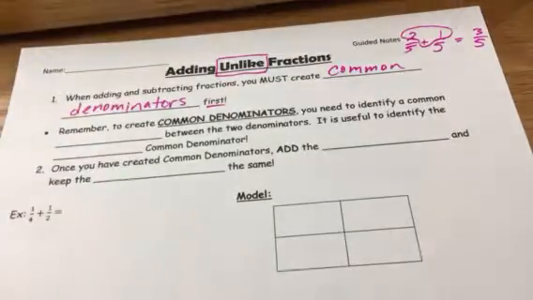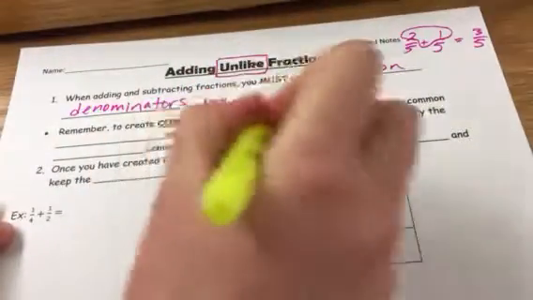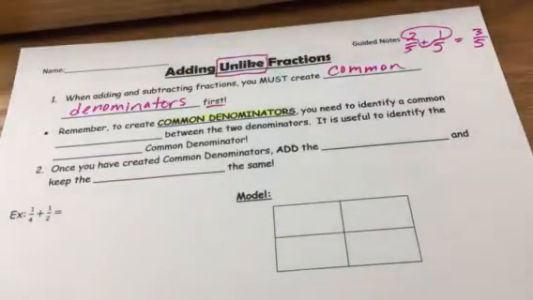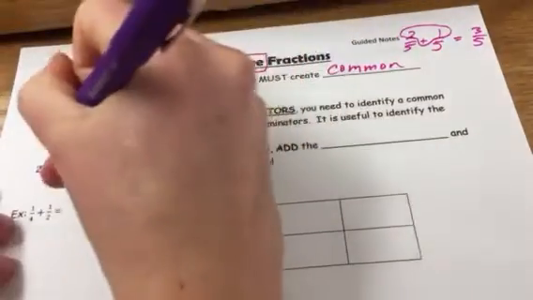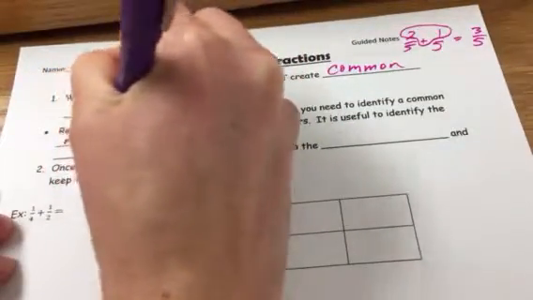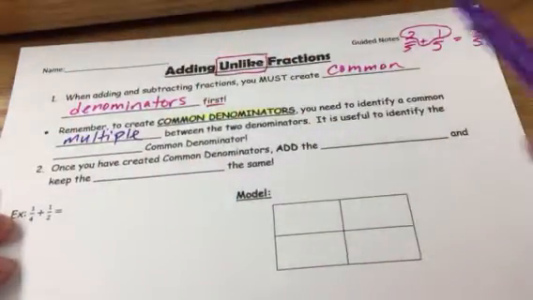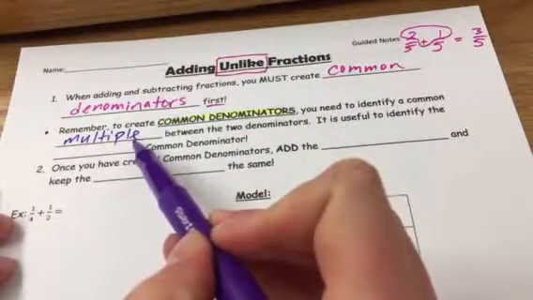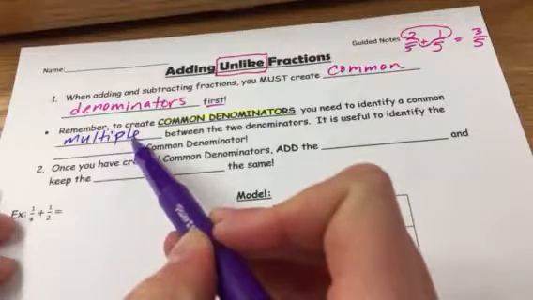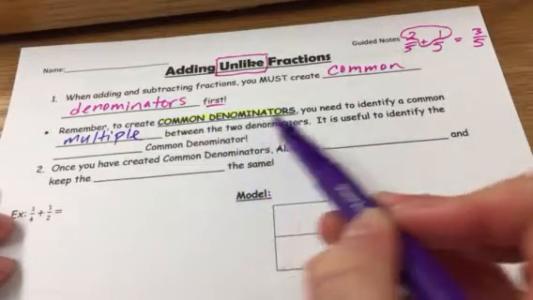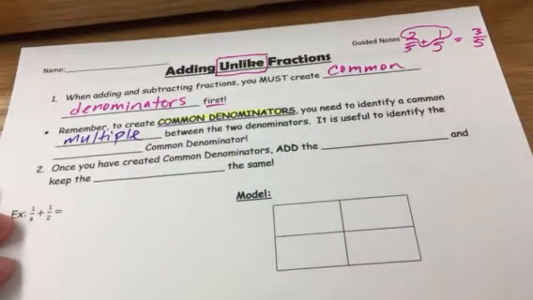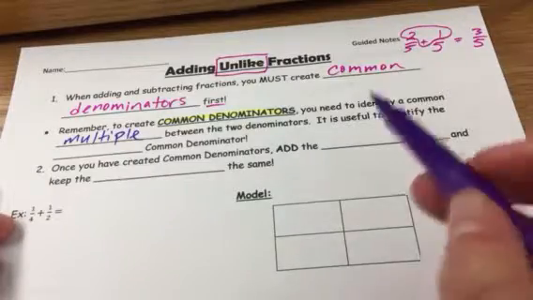So remember, to create common denominators, you need to identify a common multiple between the two denominators. Now remember, when you think multiple, think multiply. So if I asked you what the multiples of 3 are, you'd say 3, 6, 9, 12, 15, 18. So you think through your multiplication tables.